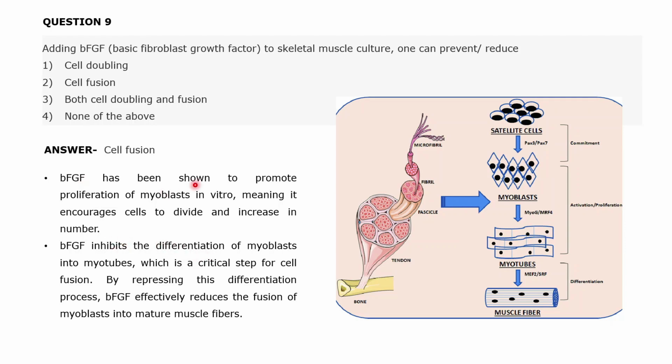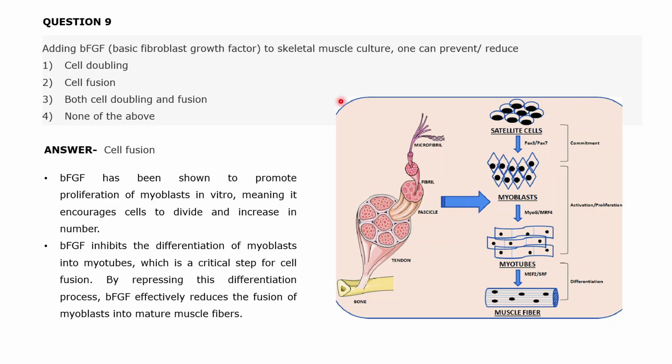It has been shown to promote proliferation of myoblasts in vitro, meaning it encourages cells to divide and increase in number. But it inhibits the differentiation of myoblasts into myotubes, which is a critical step that characterizes this particular option, that is the cell fusion. By repressing this differentiation, this growth factor effectively reduces the fusion of myoblasts into muscle fiber tubes, or more probably what you call a myotube here.